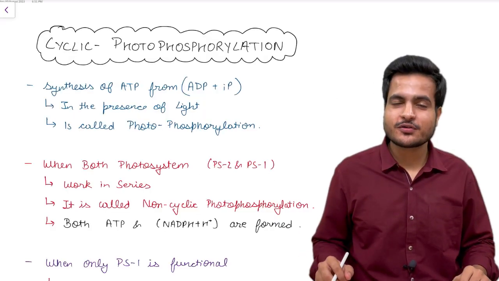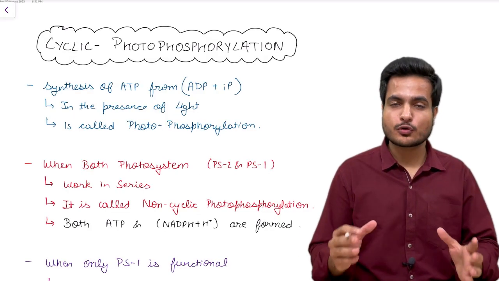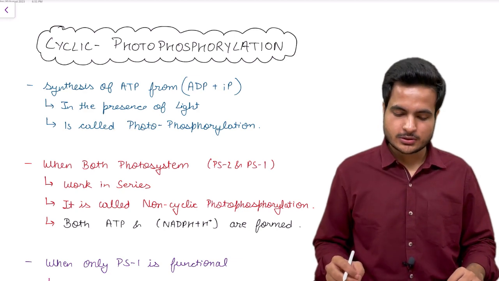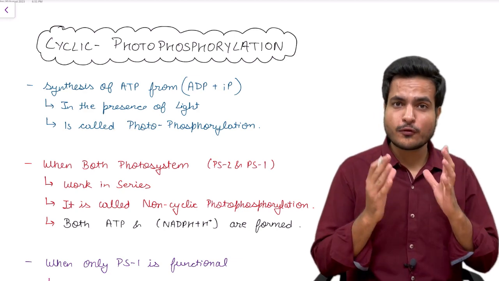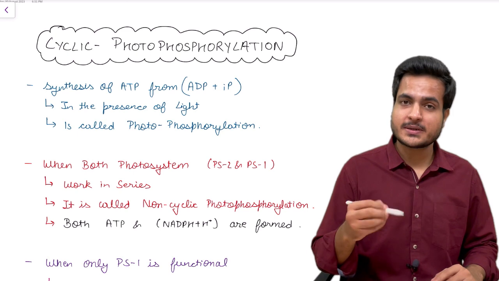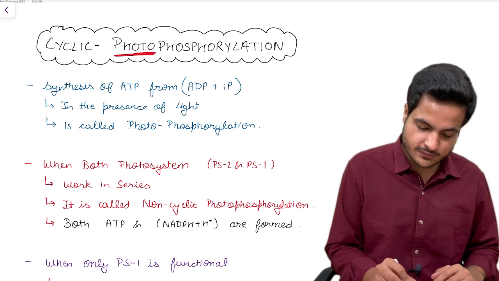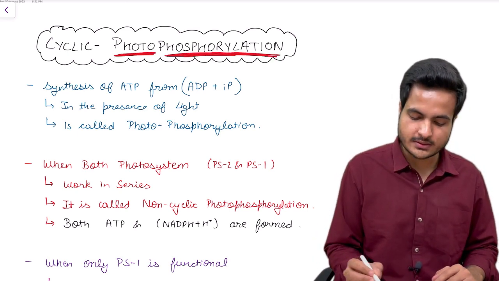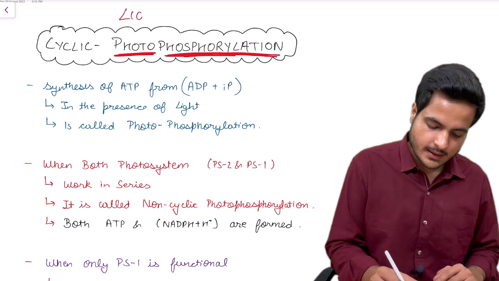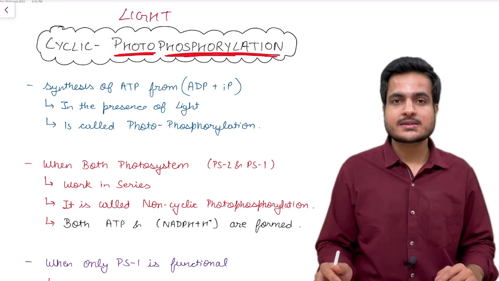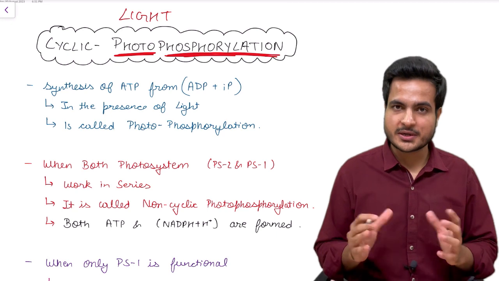Hello everyone, in this video we'll be discussing the cyclic photophosphorylation reaction. So first of all, what do we mean by the term photophosphorylation? We'll split this term into two parts. One is photo and the other one is phosphorylation. Photo means light and phosphorylation means adding inorganic phosphate to any substrate.